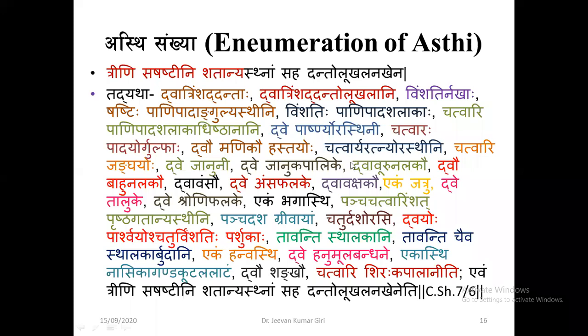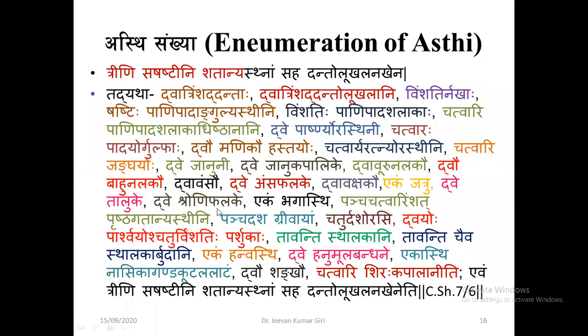We are reading the number of Asthi according to the Charaka. So see here, Charaka has told 360 Asthi, and he has included the Danta, teeth also. Danta Mula, that is the Danta Ulukhala, the socket of teeth, he has included that also, plus Nakha, nail also he has included.